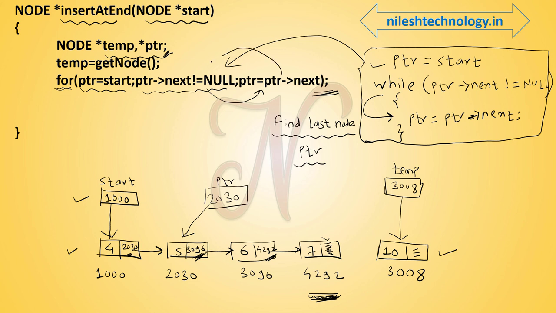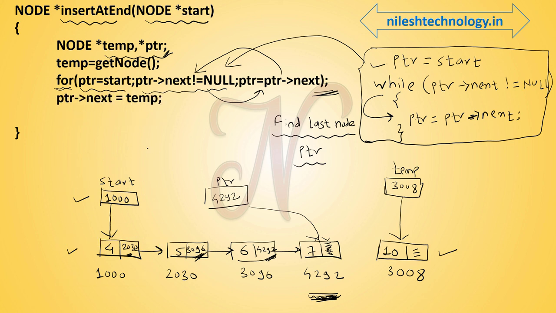Again the condition: ptr of next not equal to null, true, because this next has the address 3096. Again, the incremental part, ptr equal to ptr of next, so it goes to next and stores the address 3096. Again, ptr of next not equal to null, true. Again ptr equal to ptr of next, so it stores the address 4292. Again check, ptr of next not equal to null, false. Now we break this for loop and go to the next line.